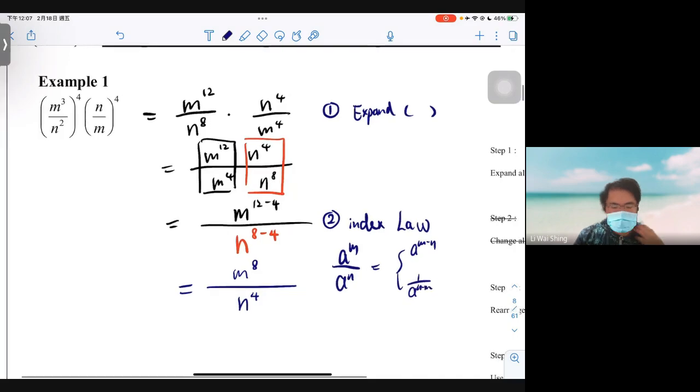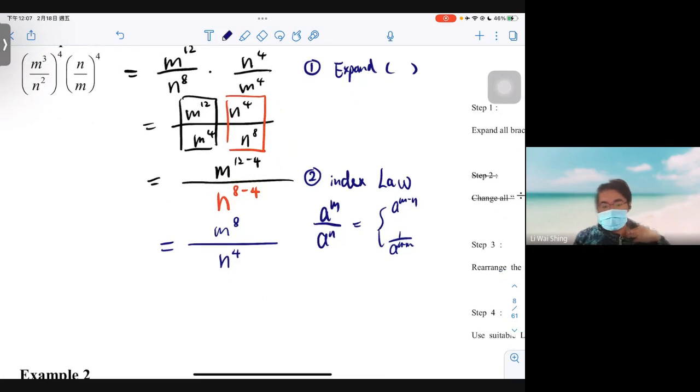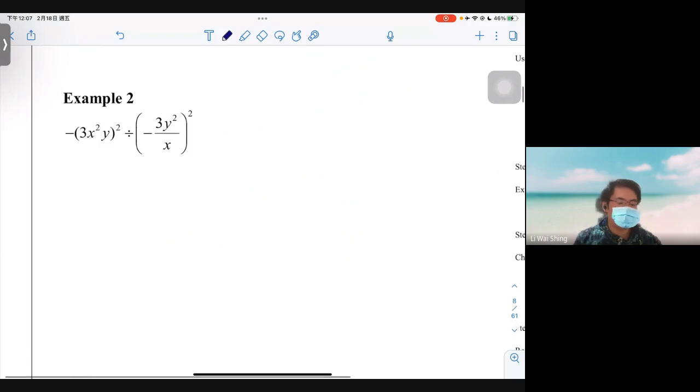Okay, and then you got the right final answer. So this is the index law. All right. So for example 2, similar things happen. Okay, so let's do it together. Maybe you are doing faster than mine.